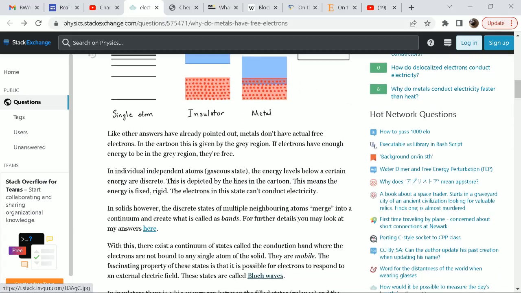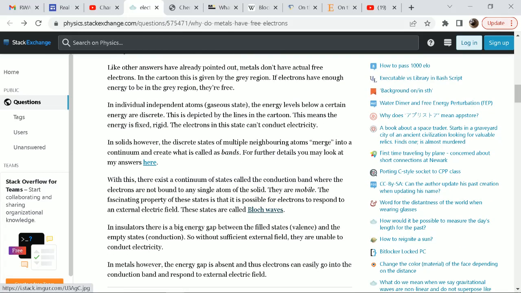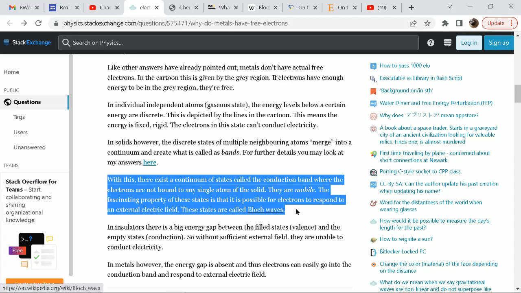So what else do I want to show in this graph here? The continuum of states called the conduction band, where the electrons are not bound to any single atom of the solid. They are mobile. So I really want to focus on this paragraph a little bit. And the fascinating property of these states is that it is possible for electrons to respond to an external electric field. These states are called Bloch waves. So what does this mean?